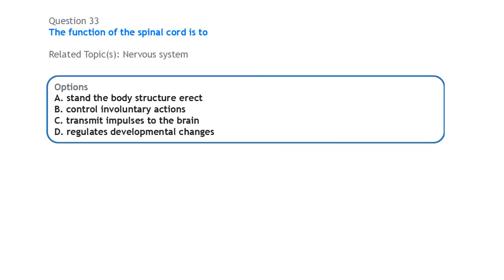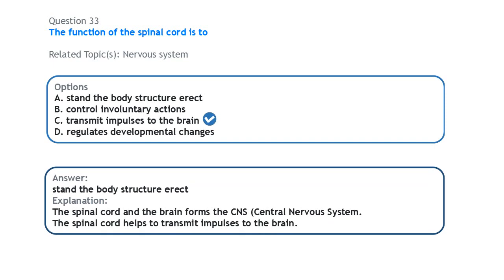Next question on nervous system. The function of the spinal cord is to help in the transmission of impulses to the brain. So the spinal cord and the brain form what we call the CNS, the central nervous system. So the function of the spinal cord is to transmit nervous impulses or sensation to the brain.